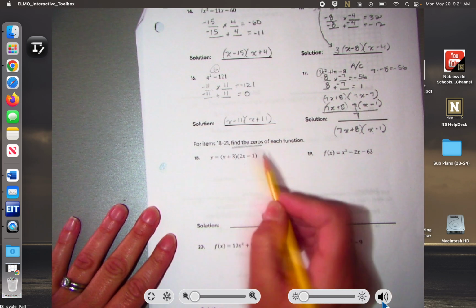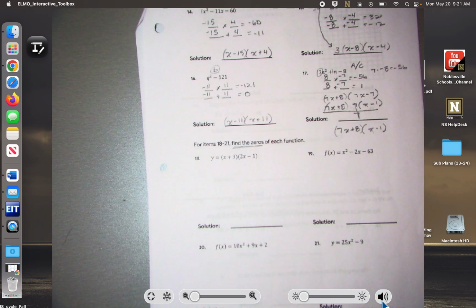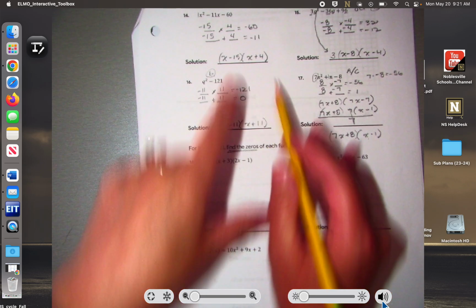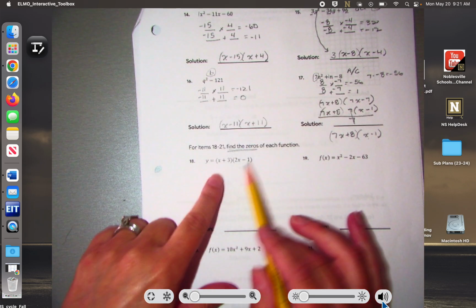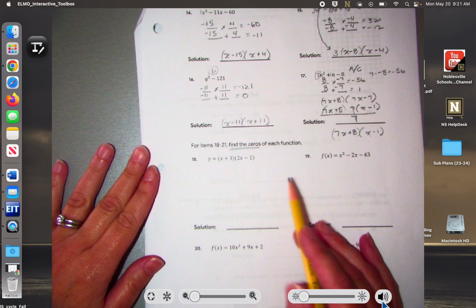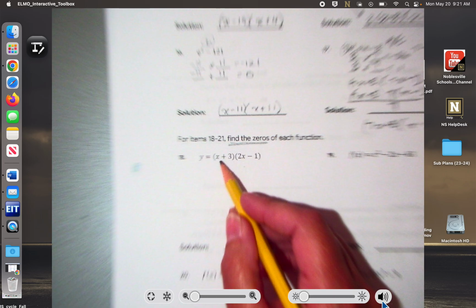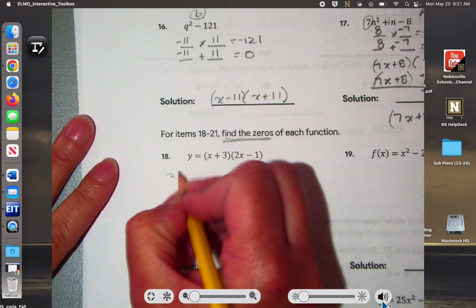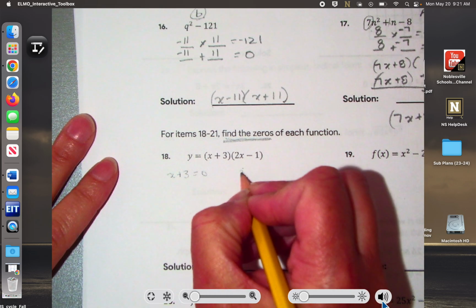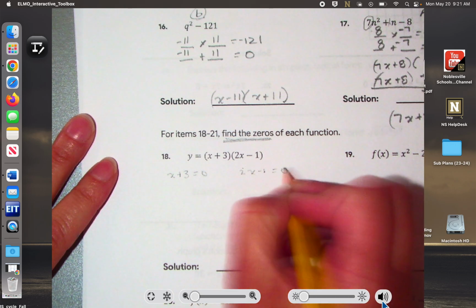So that's when you're actually starting to find the x-intercepts. So up here, we were just factoring, easy peasy. Now is when we take it to the next step. So that's when we take these two quantities and we set them equal to 0. So I would have x plus 3 equals 0 and 2x minus 1 equals 0.